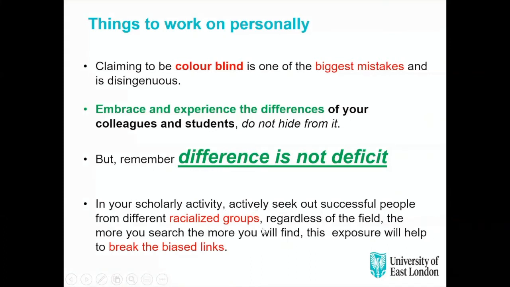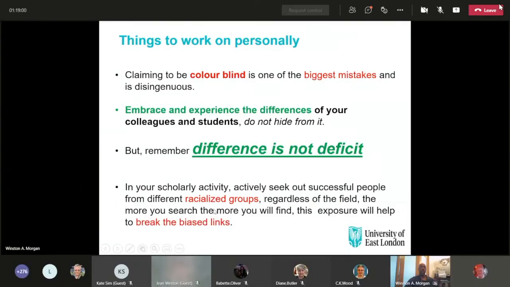So in your scholarly activity, just as an exercise, actively seek out successful people from different racialized groups, regardless of field. The more you search, the more you'll find. You'll actually find quite a few in your field when you start to look. You'll be surprised. Even I have found that. And this exposure will help to break those biases. Suddenly you start to see exceptional people in areas that you hadn't expected, including your field. And that will change the way you think about people.